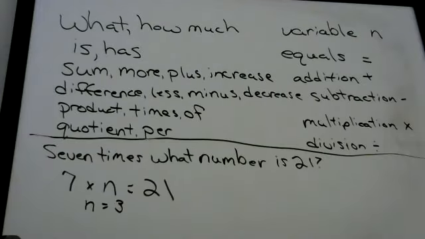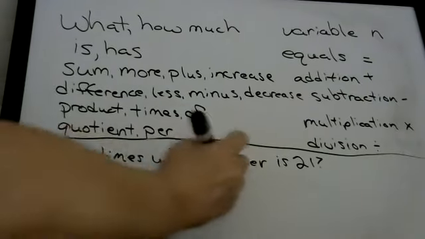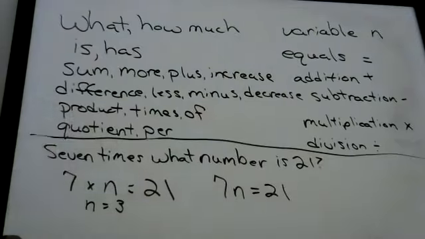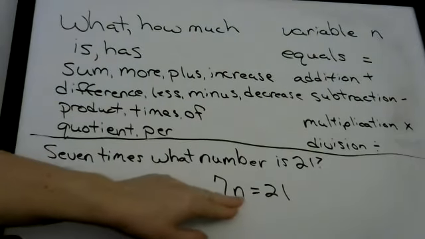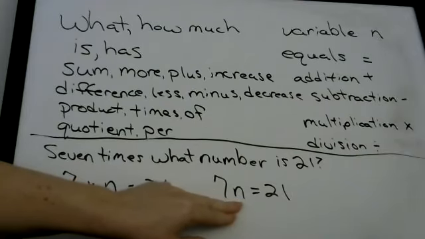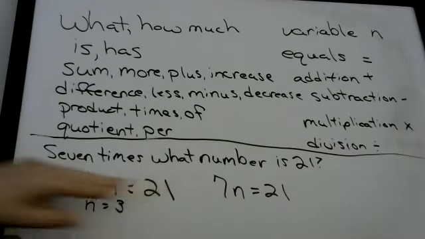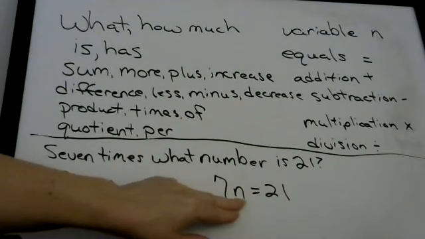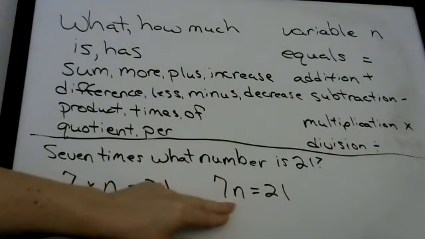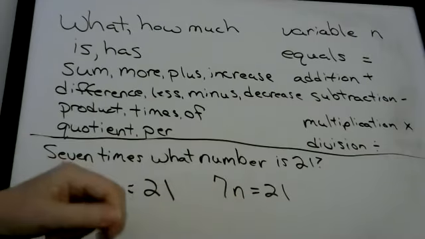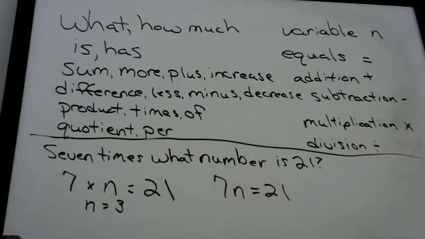One thing I just want to note while we're on multiplication is that lots of times you'll see it written like this, 7n, which, if you have a number and a variable beside it, means multiplication. So 7 times n is the same thing as 7n. Whenever they're written next to each other without any mathematical operation, it means multiplication. This means 7 times n equals 21. So n would equal 3.